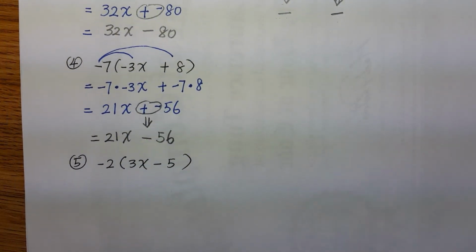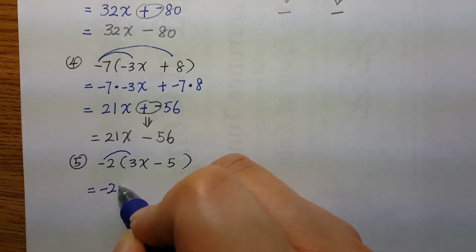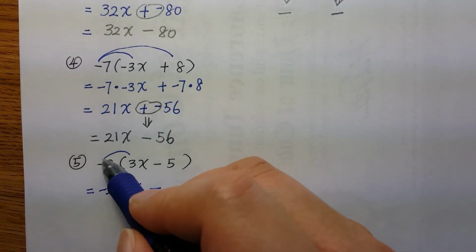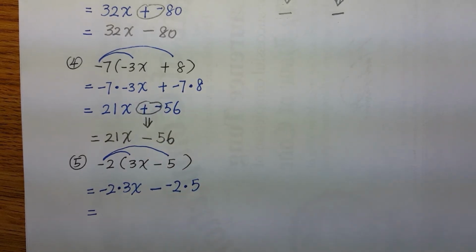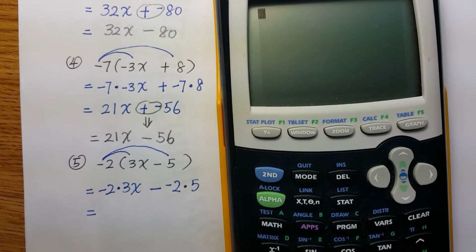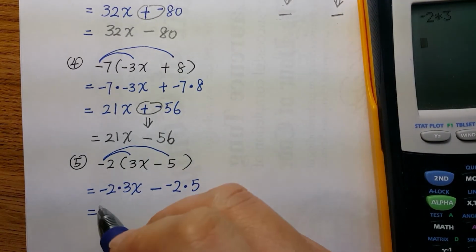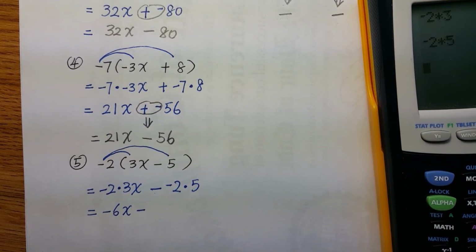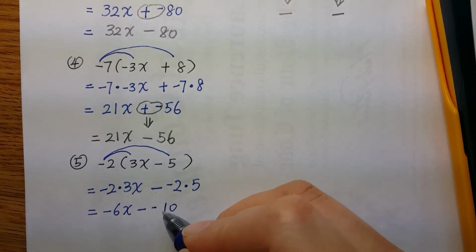Number 5, we get negative 2 times (3x minus 5). So the number outside is negative 2. So we're going to write down negative 2 times 3x. And then we do a subtraction. Now we go back, negative 2 times 5. Now we are going to use our calculator. So we have negative 2 times 3, negative 6. So negative 6x. Minus stays the same. Negative 2 times 5, we get negative 10. So therefore, we write down negative 10.